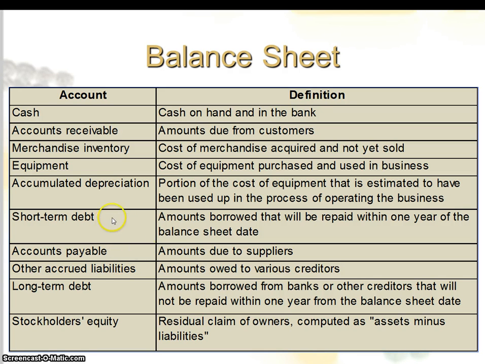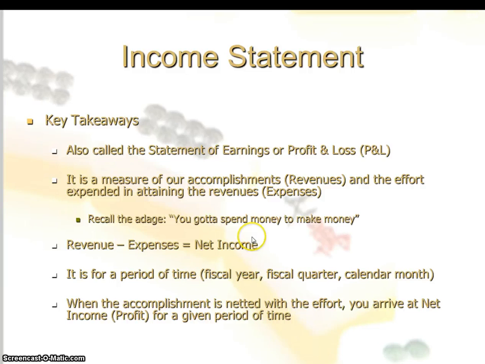As far as the liability side, again, this is what we owe. Debt is typically owed to banks, and payables typically owed to creditors such as suppliers. The second financial statement I wanted to touch on is the income statement, and there are a few key takeaways. You'll notice in your respective companies, this is also called the statement of earnings or a profit and loss, also known as a P&L. So 3 different names for the same statement.